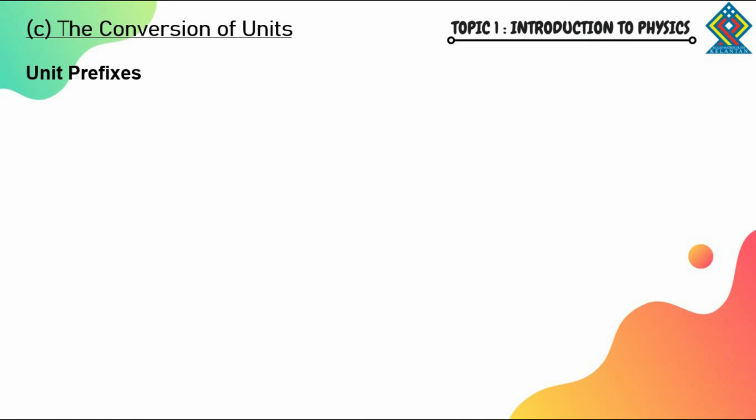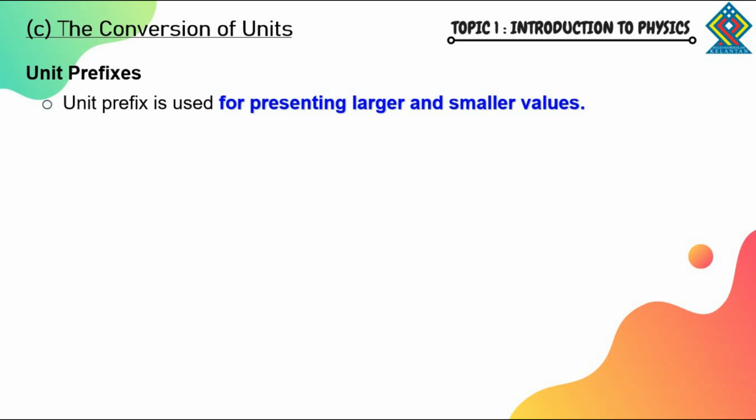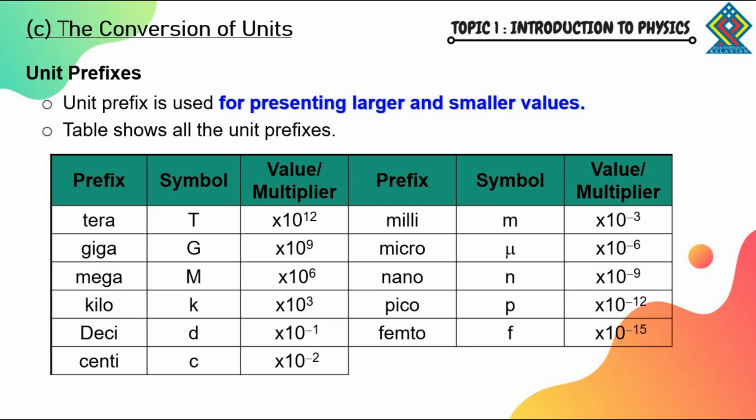Next is conversion unit. Let's start with unit prefix. Unit prefix is used for presenting larger and smaller values. The table shows all the unit prefix that we use in this level. We have tera with the value of 10 power of 12, giga 10 power of 9, mega 10 power of 6, kilo 10 power of 3, deci 10 power of negative 1, centi 10 power of negative 2, milli 10 power of negative 3, micro 10 power of negative 6, nano 10 power of negative 9, pico 10 power of negative 12, and femto 10 power of negative 15.